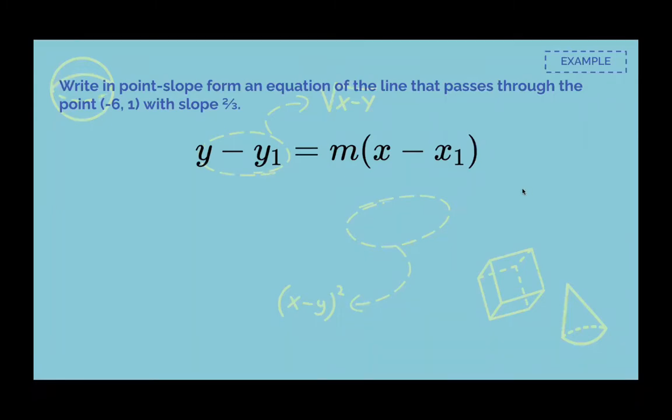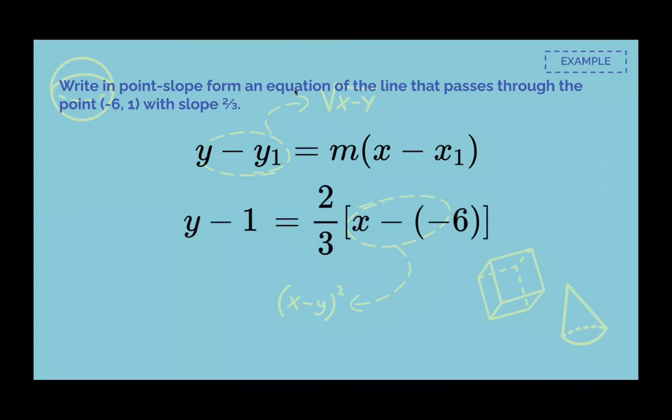I'll go ahead and show you an example so that you can see how to write an equation in point-slope form. So write in point-slope form an equation of the line that passes through the point -6, 1 with a slope of 2/3. Now, recall that you're going to first plug in all your values. In this case, you're given a coordinate -6, 1 and a slope of 2/3. So you know that -6 is your x and 1 is your y. In this case, label them x1 and y1, and this will be your slope or your m.